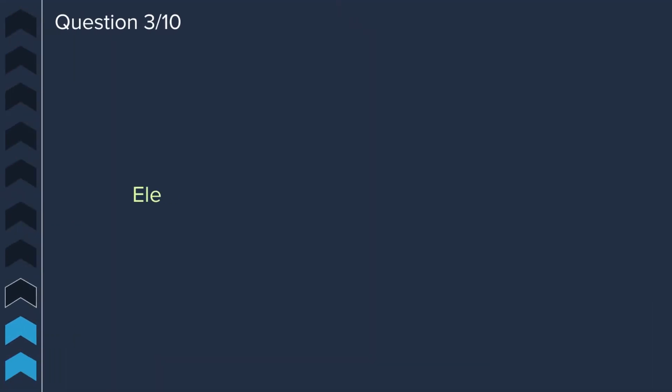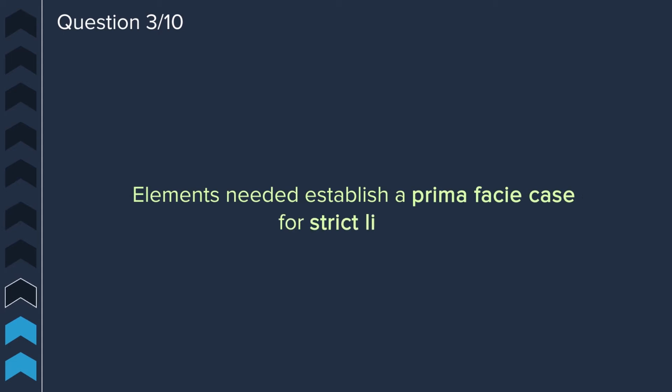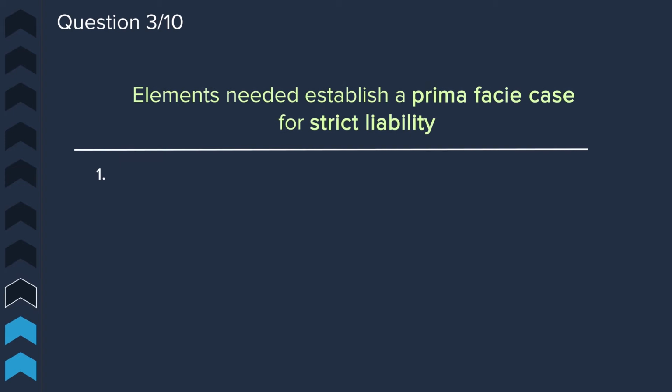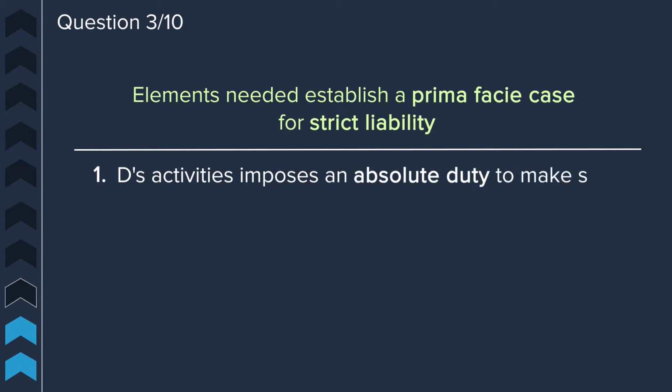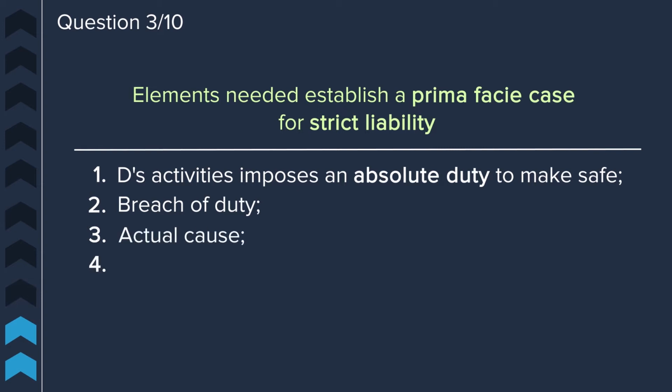Question 3. What are the elements needed to establish a prima facie case for strict liability? First, you need to show that the defendant's activities imposed an absolute duty to make them safe. 2, that there was a breach of duty. 3, there was actual cause. 4, there was proximate cause. And 5, there were damages.